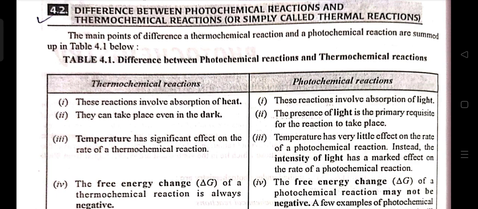Third, temperature has a significant effect on the rate of a thermochemical reaction. Temperature has very little effect on the rate of a photochemical reaction. Instead, the intensity of light has a marked effect on the rate of a photochemical reaction.